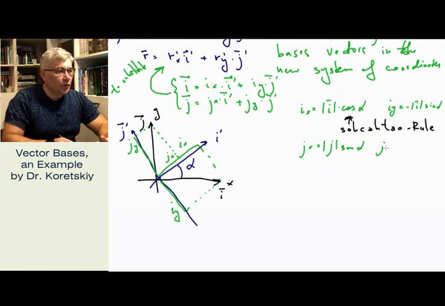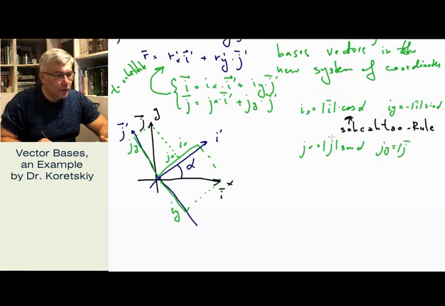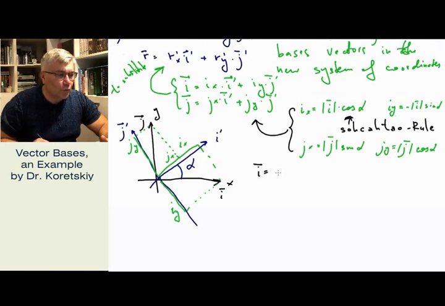If I put i and j into the formula for the radius vector, I have r equals rx times, instead of i, I have to put cosine alpha i prime minus sine alpha j prime, plus ry times, what do I have here, sine alpha i prime plus cosine alpha j prime.